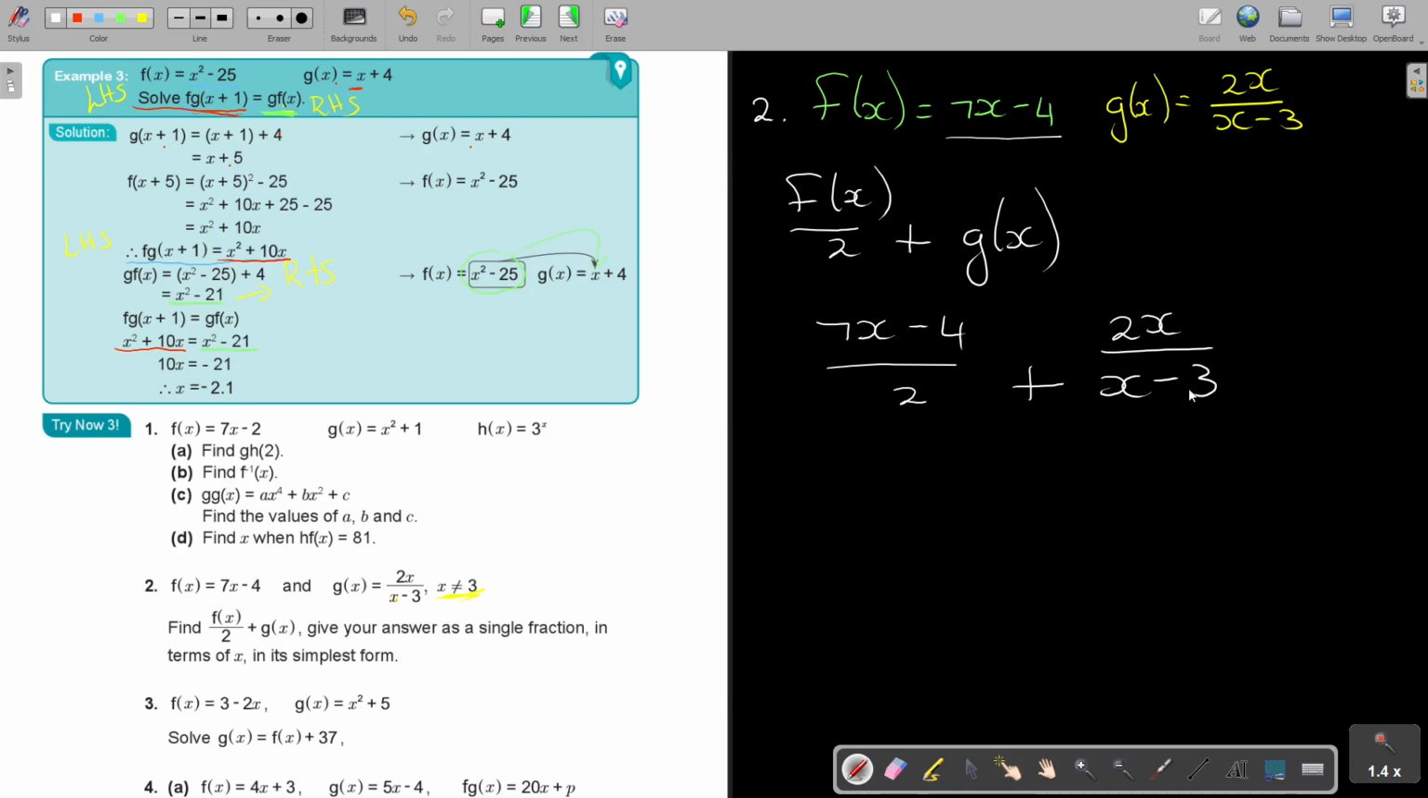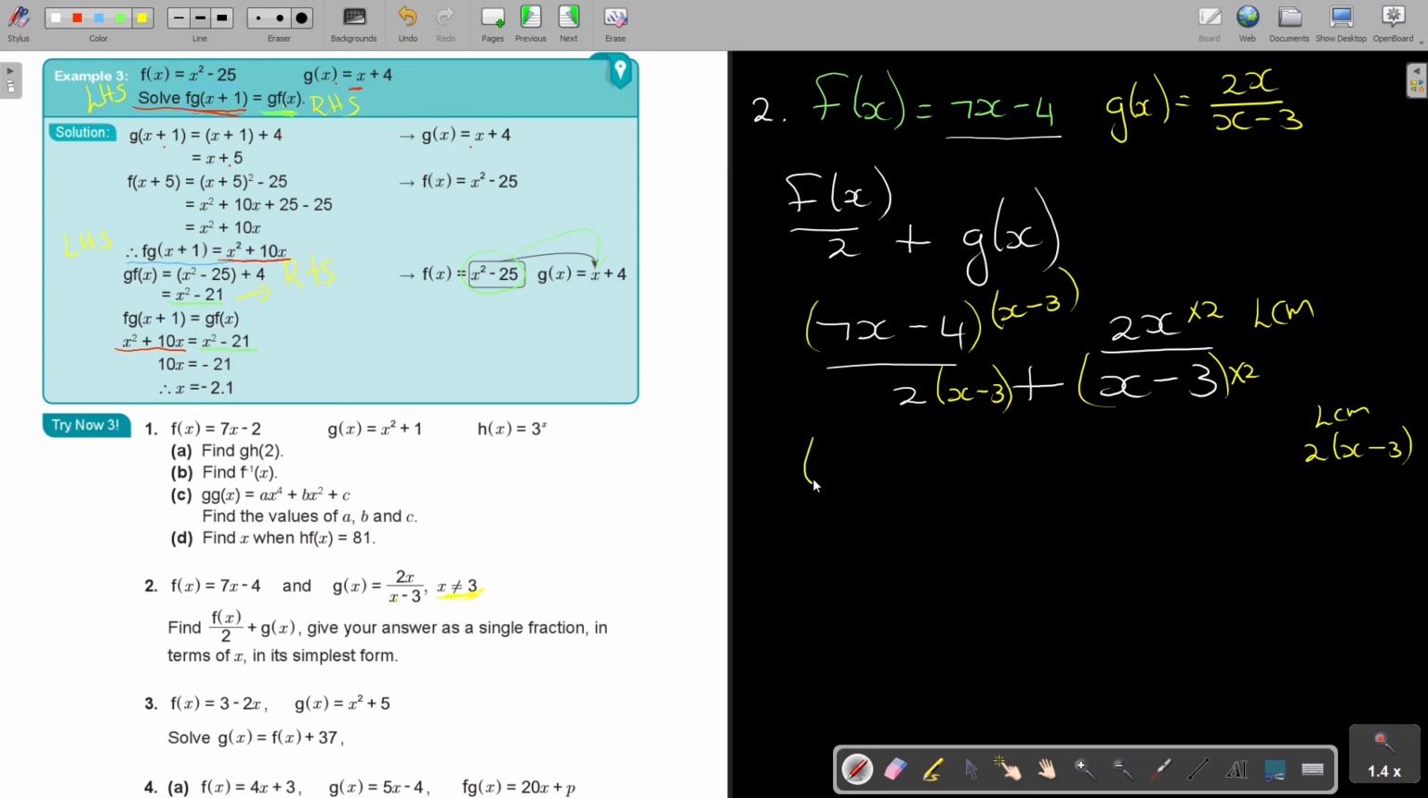And now, what is your LCM? Your lowest common multiple will be 2 bracket x minus 3. So basically, put your bracket there. You're going to multiply with x minus 3. And on top, x minus 3, and you're going to multiply by 2, and you're going to multiply by 2. So it's not an equation, so keep your denominators.